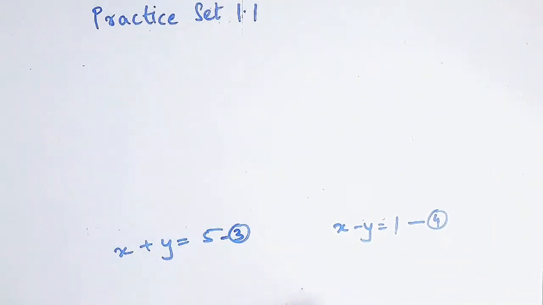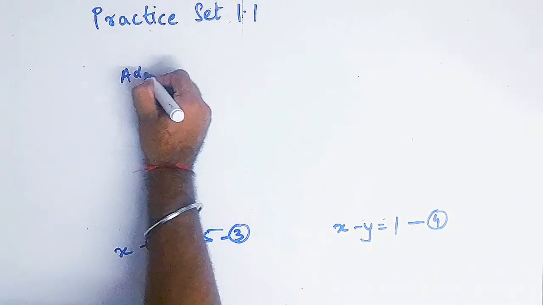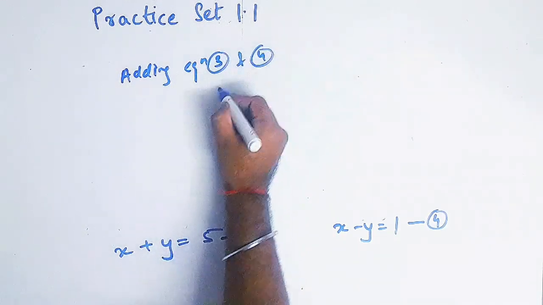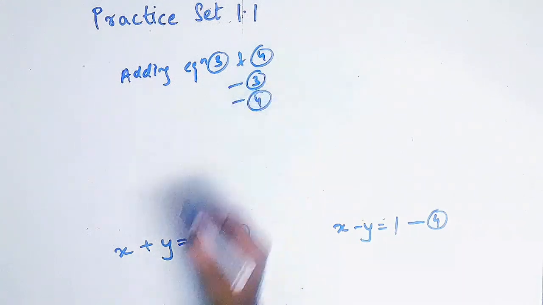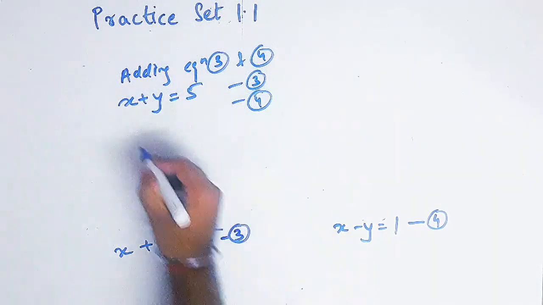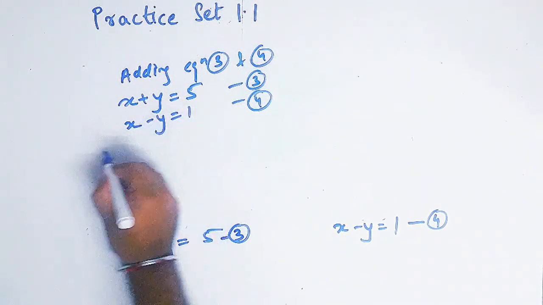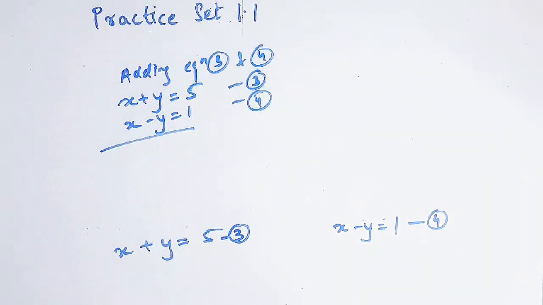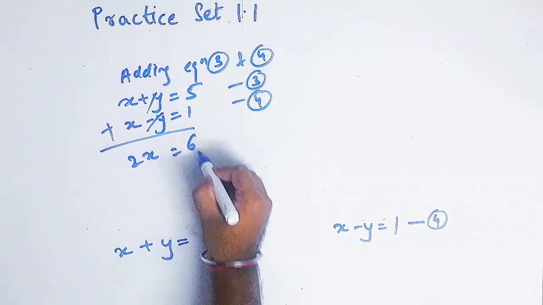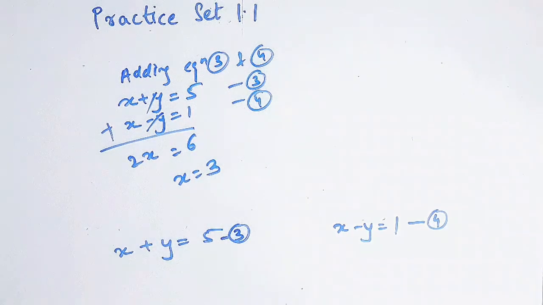So with the two equations left, even if I add them, y will get cancelled and only x will remain. So I'll write adding equation 3 and 4. This is 3, this is 4. x plus y equals 5 and x minus y equals 1. Y gets cancelled, this becomes 2x, and this becomes 6. So what is the value of x? The value of x is 6 by 2, that is 3.